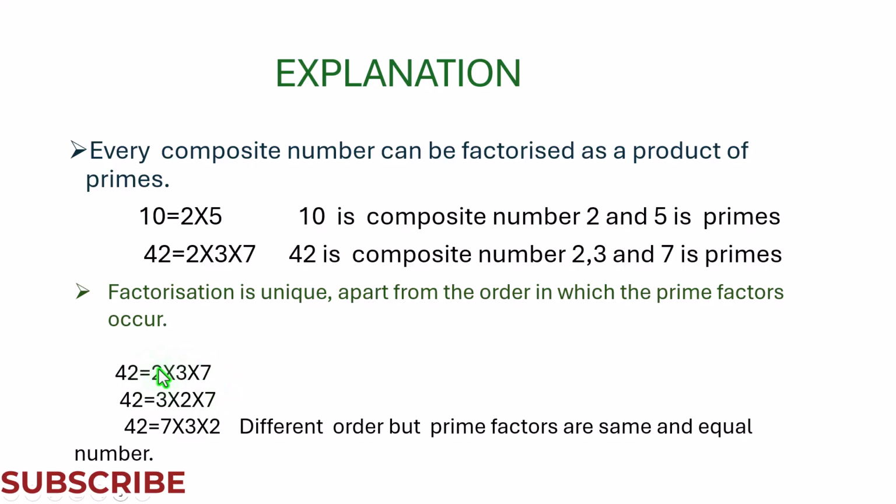The same prime factors occur the same number of times in the products. So the factorization is unique. A different order is possible, but the prime factors are the same and occur an equal number of times. So this is the fundamental theorem of arithmetic: every composite number can be factorized as a product of primes, and the factorization is unique.